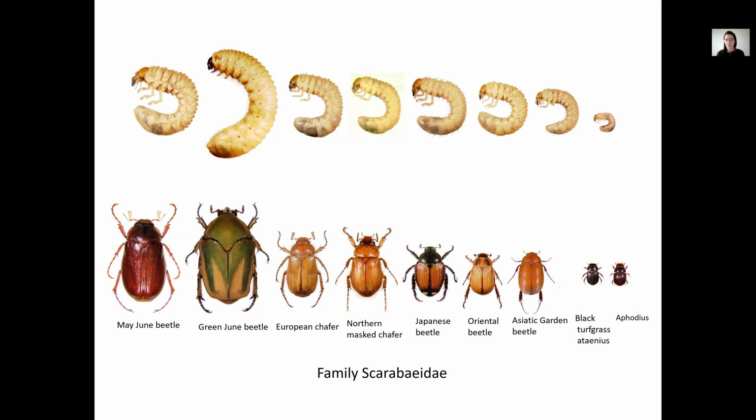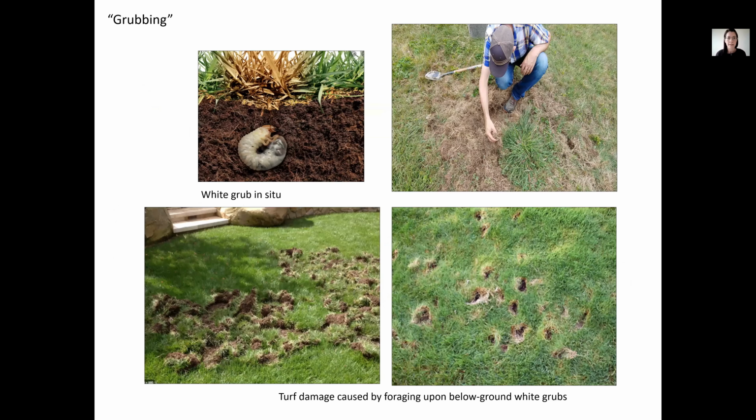In the top left here, we have a grub situated in the soil, and as I said, it's feeding on the roots of the grass and causing damage. But that damage is further compounded by the predators of these grubs whilst they're digging for the grubs. We call this grubbing activity, the damage caused by these predators searching for the grubs. And you'll likely have seen this in your own lawns and your backyards as well.